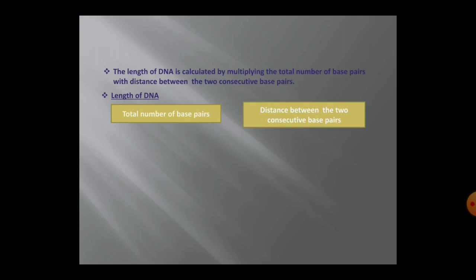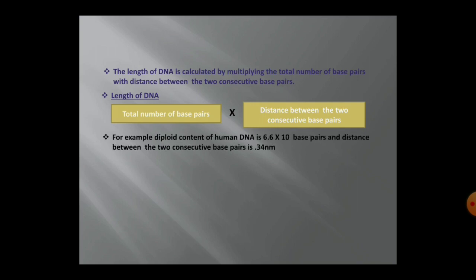In case of B-DNA, or DNA which is coiled in a right-handed fashion, one complete turn is made up of 10 base pairs, and the length of one complete turn is about 3.4 nanometers. So the distance between two successive base pairs is about 0.34 nanometer. The distance between two consecutive base pairs in DNA coiled in a right-handed fashion is about 0.34 nanometer.